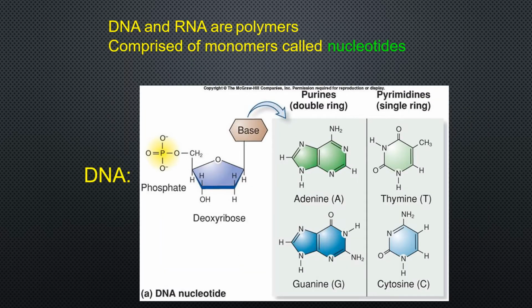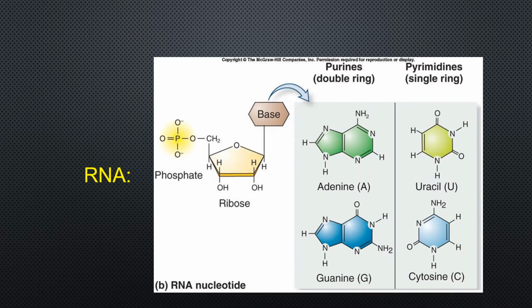So here is our DNA monomer. We have a deoxyribose, that's our pentose sugar, our phosphate group over here, and then our base, and that base can be any of these four. Okay, and so here is RNA, and note that we have ribose here as our pentose sugar, again our phosphate group, and any of these four bases. Notice that this time we have uracil instead of thymine, so the four base choices for RNA differ from DNA.